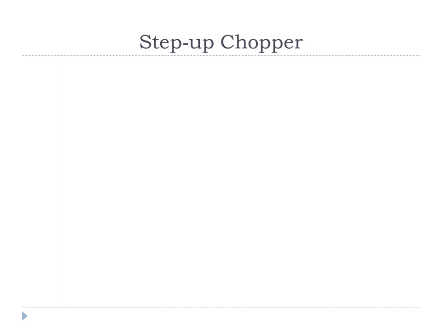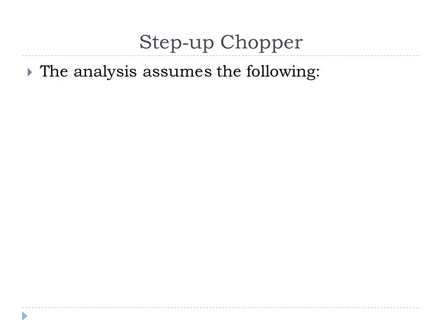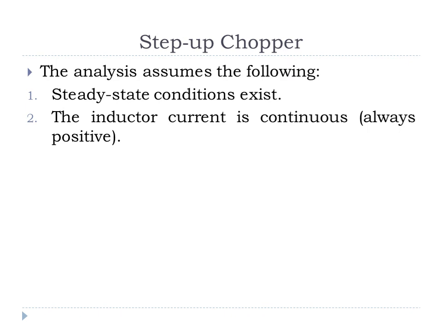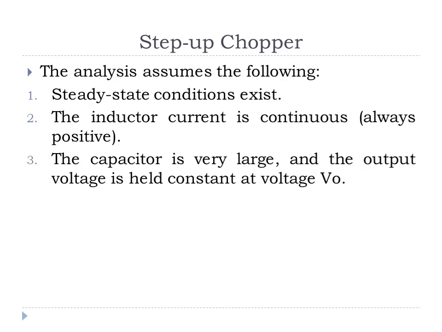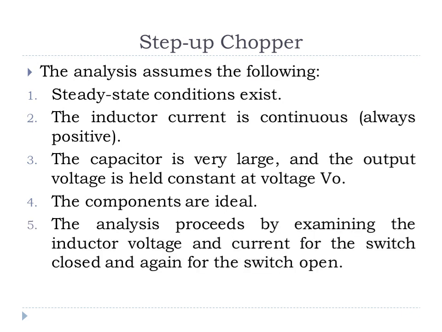So in case of step-up chopper, we start with some assumptions before analyzing the circuit. That is the steady state condition that exists in the circuit. The inductor current is continuous, which means it is always positive. The capacitor is very large, so output voltage is almost constant. The components are ideal, and we analyze it further by first studying and deriving the inductor voltage and current when the switch is closed and then when the switch is opened.